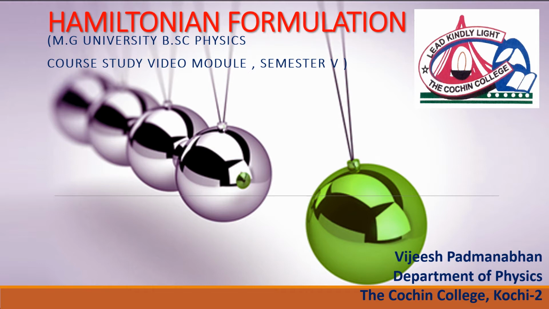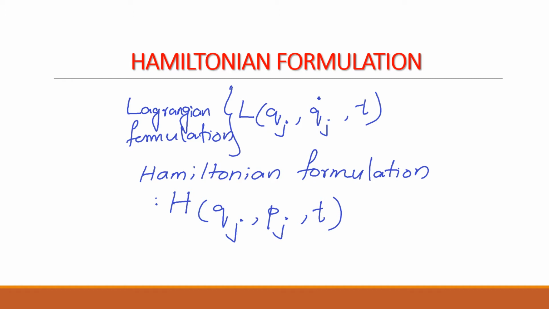In the Lagrangian formalism, the Lagrangian is defined as a function of generalized coordinate qj, generalized velocity qj dot, and time. Okay, the Lagrangian is defined as L of qj, qj dot, and t.